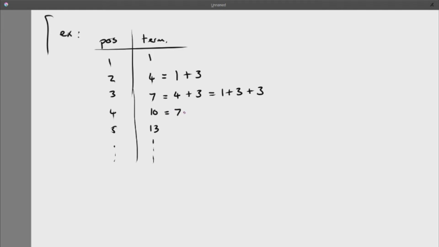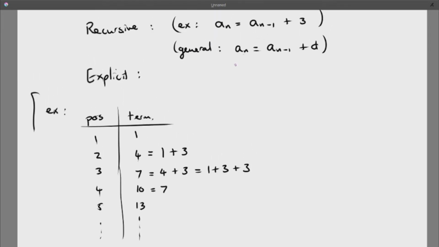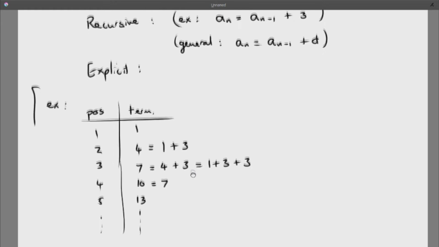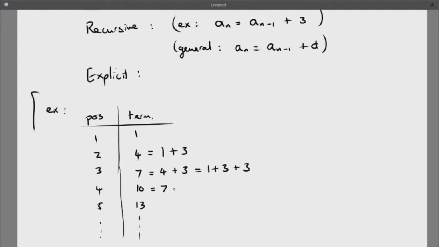10 is the previous one according to the recursive formula. It's the previous 7 plus 3. That's how I make the sequence. But 7 itself is 1 plus 3 plus 3. And then I add another 3.